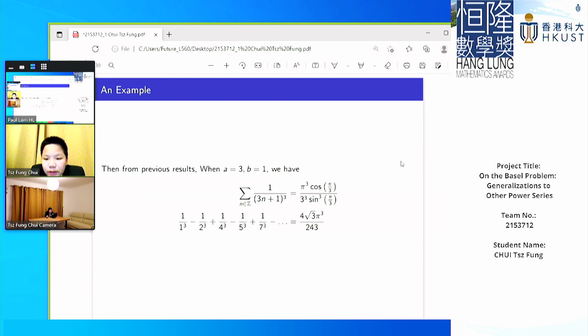Towards the end of the presentation, allow me to share a bit about theta 3. Finding the value of theta 3 is a very well-known open problem. In fact, Theorem 1.4 has a close relation with theta 3. For example, when a equals 3 and b equals 1 in Theorem 1.4, we have the series shown on the slide to be equal to 4 root 3 over pi cubed times pi cubed over 2 for theta 3.